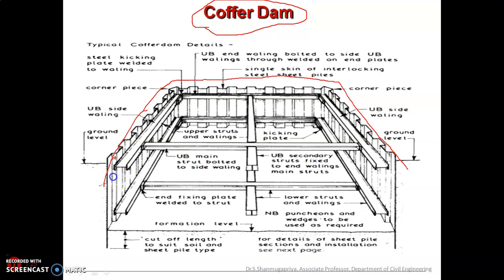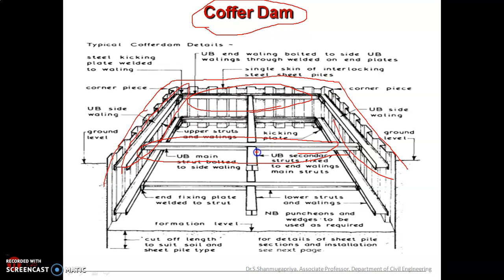So apart from the sheet pile walls, depending upon the pressure, we also go for providing additional supports, which we call the wales. So you can see the additional supports which are used for holding the sheet pile walls. And in addition to that, you can also see these members which we call the struts, which are used for resisting the pressure.